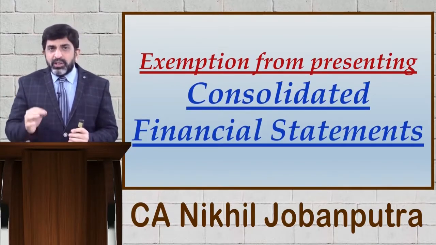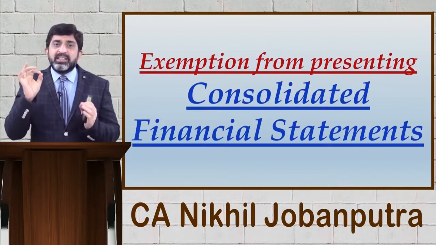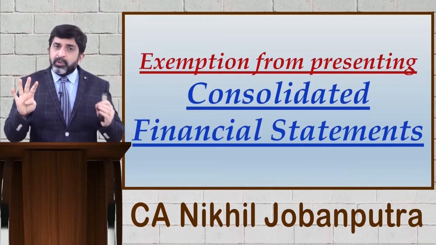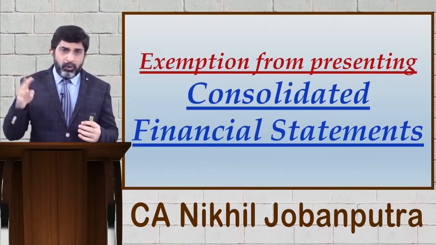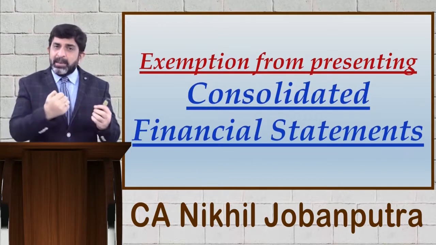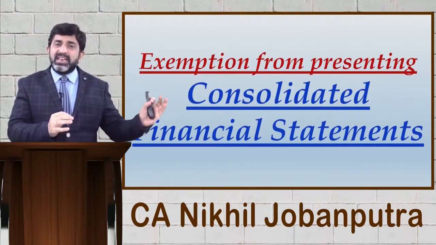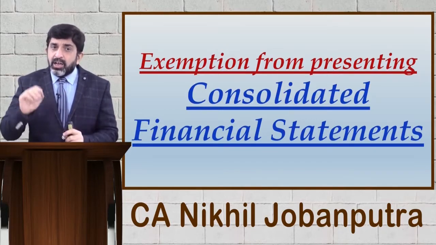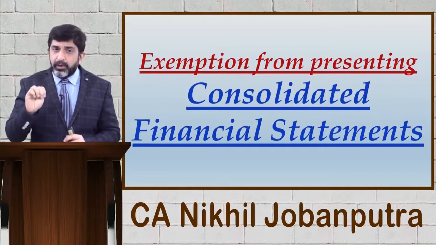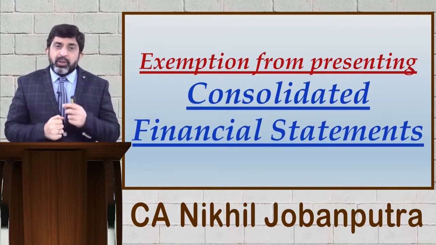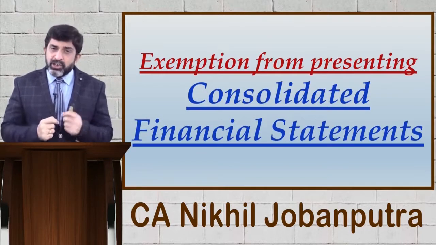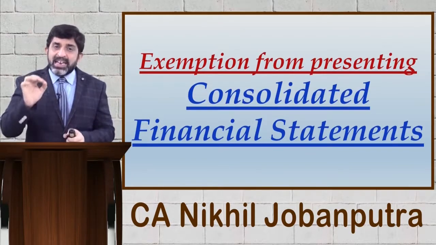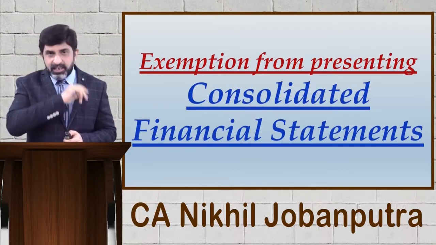So basically there are 4 conditions that need to be fulfilled. All 4 conditions should be fulfilled. If an entity can fulfill all 4 conditions, definitely it will be granted exemption from presenting consolidated financial statements. But I repeat one thing, all 4 conditions need to be fulfilled, not one of the 4. So the first condition over there is that the entity has to be an intermediate subsidiary.